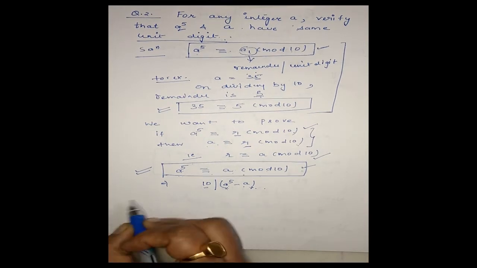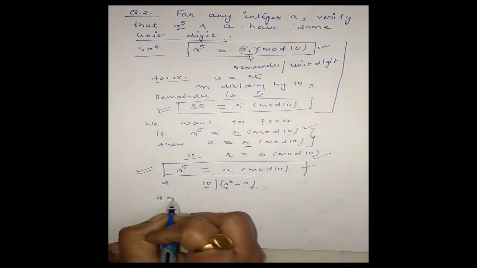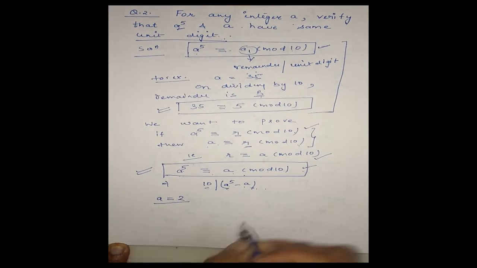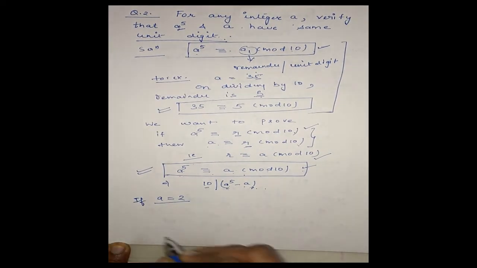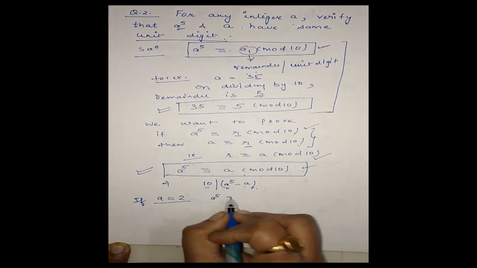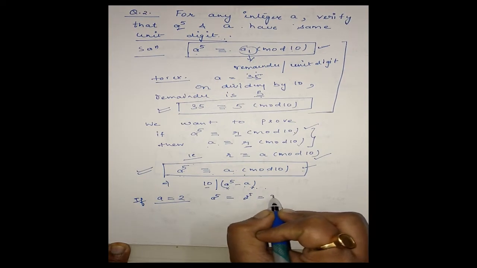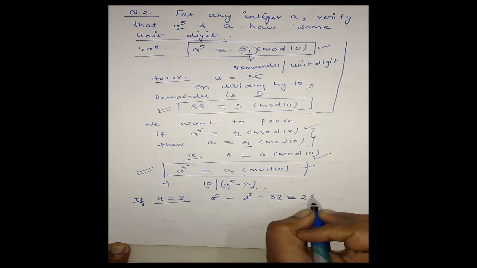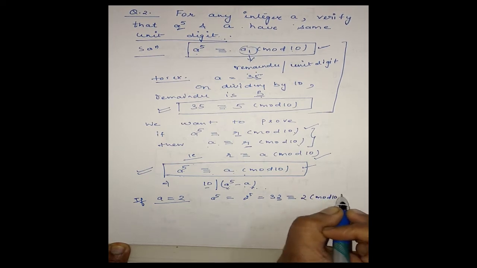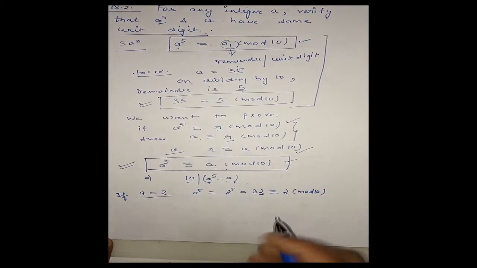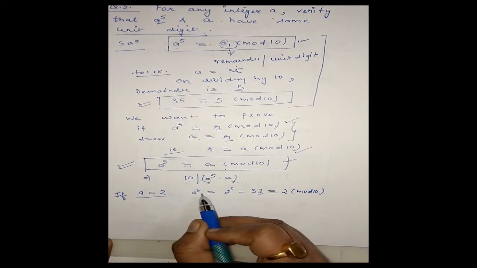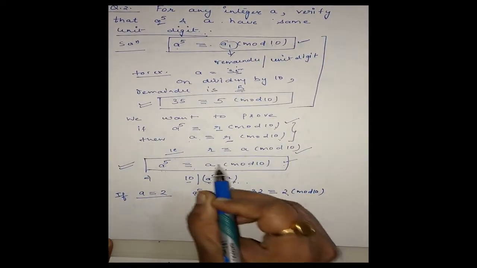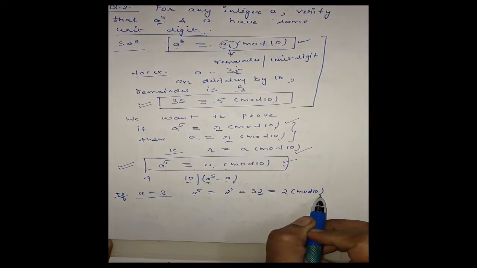Clear? If I take a to be 2, then a power 5 will be 2 power 5, that is 32, and the last digit is 2, so it is congruent to 2 modulo 10, since 10 divides 30. That is, a power 5 is congruent to a modulo 10.